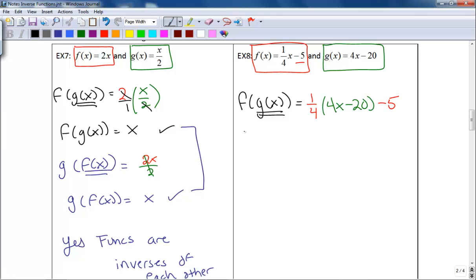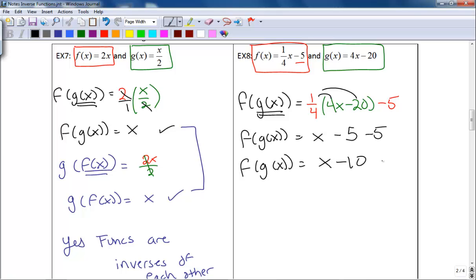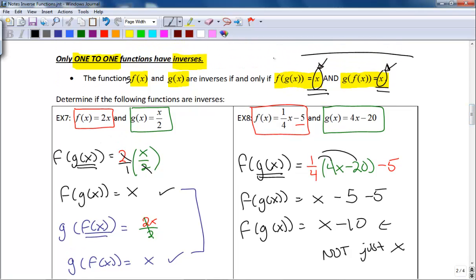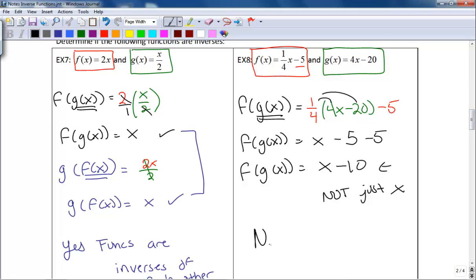Let's clean this up. So f of g of x is equal to, if I distribute my 1/4, a fourth of 4x is just x, a fourth of 20 is 5, minus 5. If I continue to clean this up, I get that f of g of x is x minus 10. Is this x? No, this is not just x, so I can stop here. I don't need to find g of f of x because the only way that two functions are inverses of each other is if both of them equal x. Because this is not just x, I can stop right now. They are not inverses.